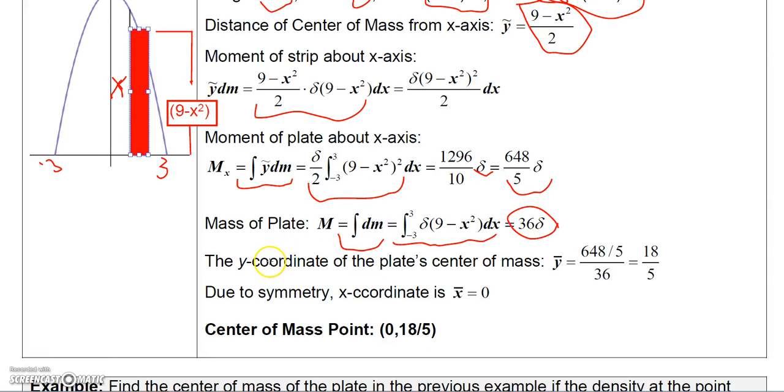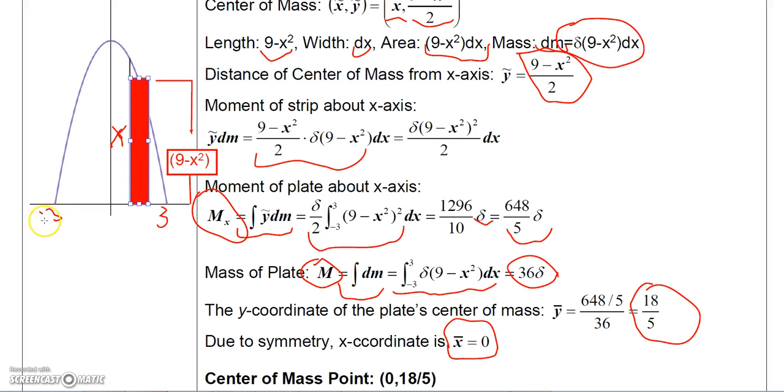And then the y-coordinate of the plate's center of mass is the moment about the x-axis divided by the mass. So the moment about the x-axis was 648 over 5, and the mass was 36. And then you can simplify that, and you'll see that it actually equals 18/5. So the y-coordinate of the plate's center of mass is 18/5, and due to the symmetry, the x value is simply going to be 0.